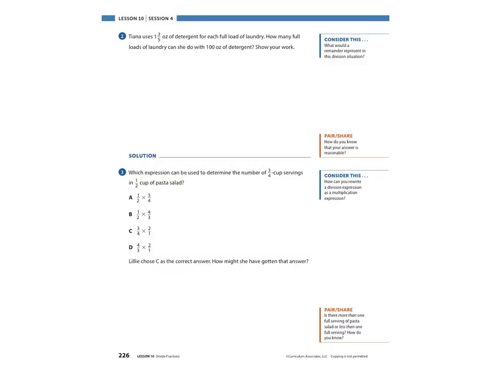We're going to flip on over to the next page, 227. Okay, we're going to start at number 2. Tiana uses 1 3/5 ounce of detergent for each full load of laundry. How many full loads of laundry can she do with 100 ounces of detergent? Show your work. So in this situation, we're looking at what we're starting with. We're starting with 100 ounces, and we're trying to figure out how many 1 3/5 are in that 100 ounces.